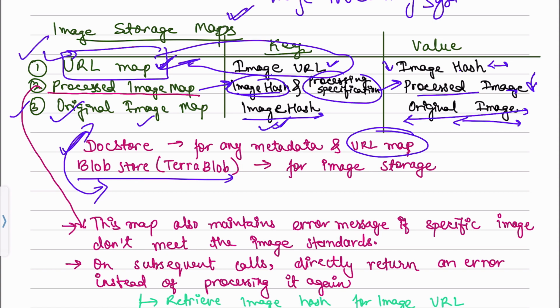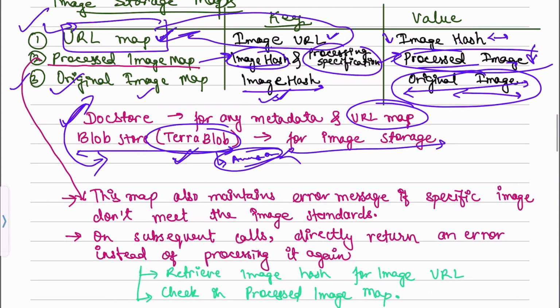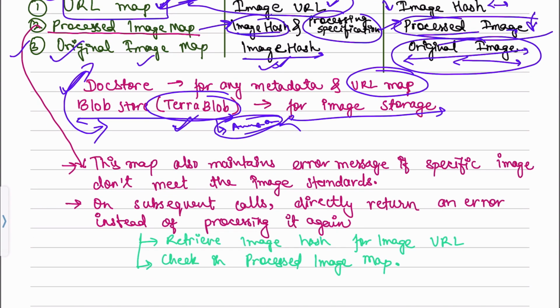They have their blob storage, TerraBlob. I personally haven't used it or looked into it, but it's similar to Amazon S3, where you can store object storage content like images, videos and all. So they are using this for image storage. Essentially, the processed image or the original image, you are storing with the help of your blob storage, which is called TerraBlob. You definitely don't have to know about TerraBlob. It's similar to Amazon S3 or any of the object storage you use on any cloud provider.